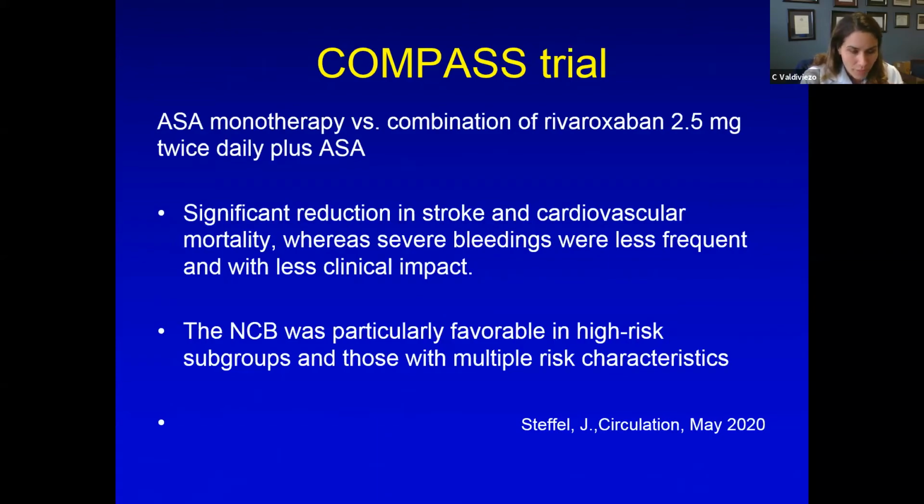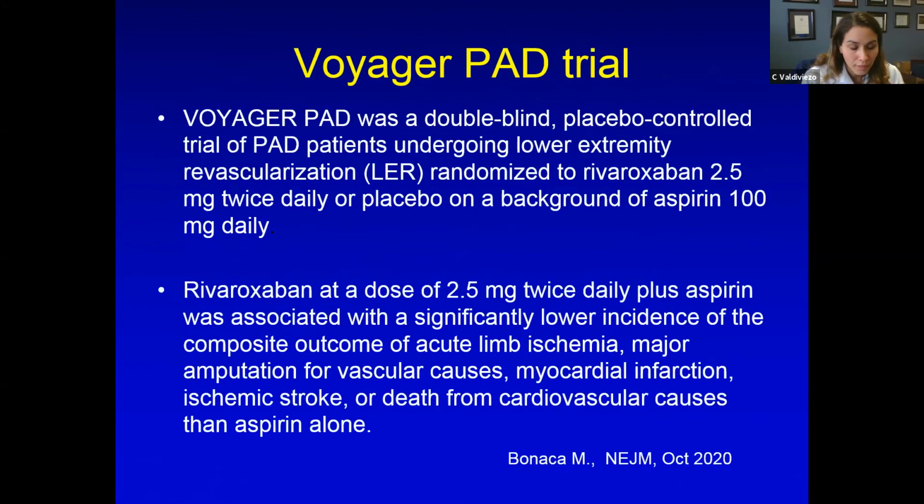So the COMPASS trial makes an argument for actually not using aspirin alone, but combining it with a low-dose rivaroxaban twice daily in patients that, of course, are low bleeding risk. If you have a patient that may be too high bleeding risk, you may not want to do that, of course.